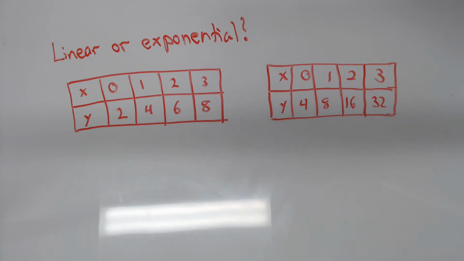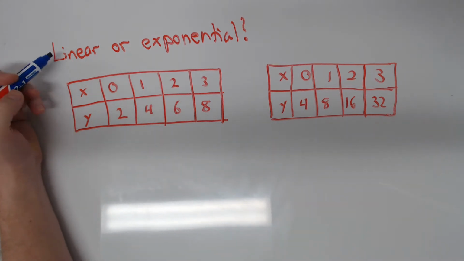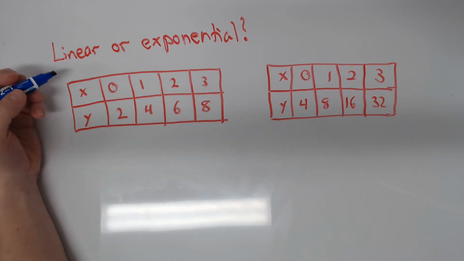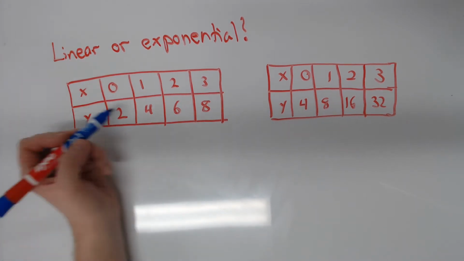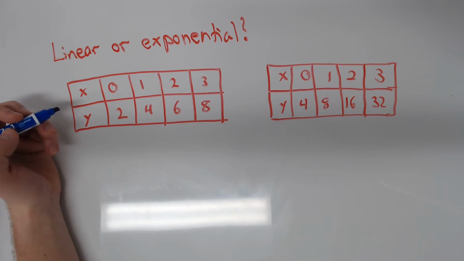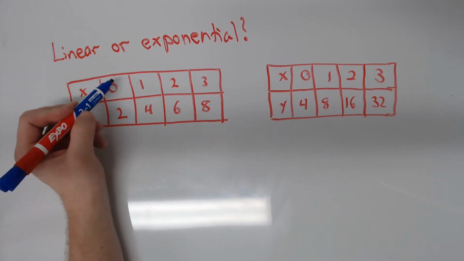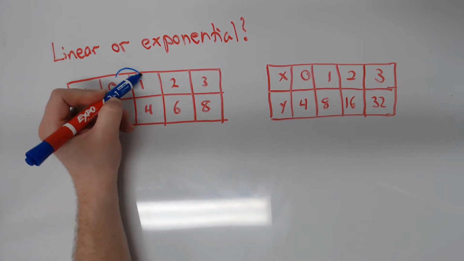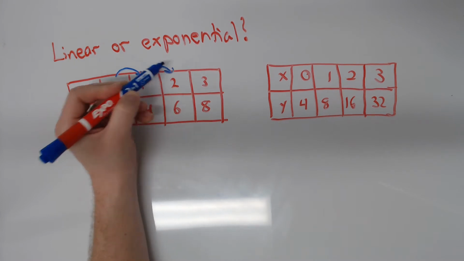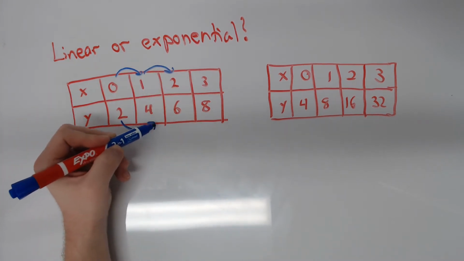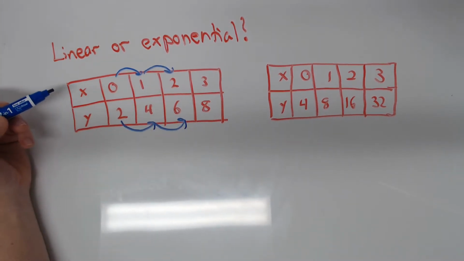The first very basic type of problem we're going to do is decide if a relation is linear or exponential. So here I've got 2 tables. These are 2 separate problems. So what we're going to do is compare changes between the 2 sides of the table.